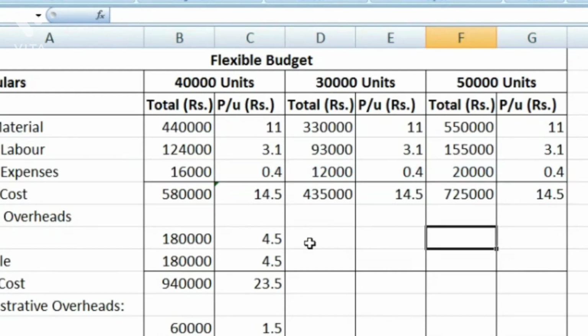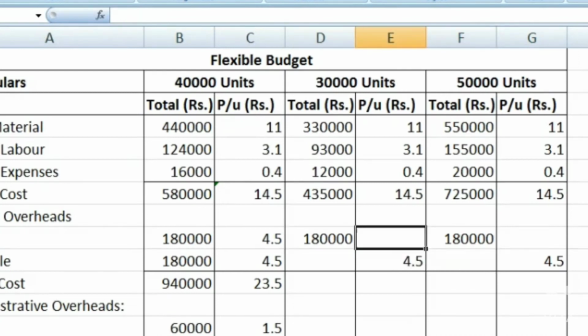Okay, now work over the fixed cost. Fixed, what is the rule? Total remains the same. And in variable, per unit remains the same, but the total changes. Clear? Now how does it change? How do we find this figure? 1,80,000 divided by 30,000. So your answer is 6.